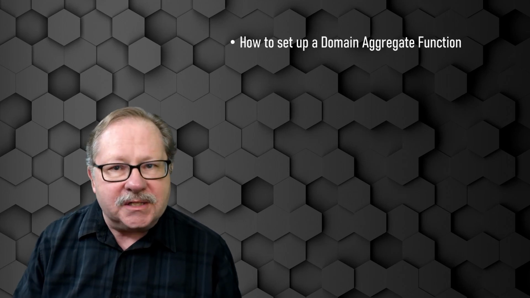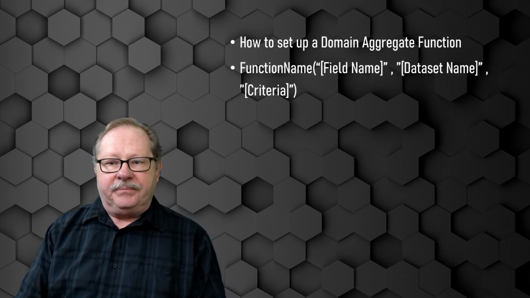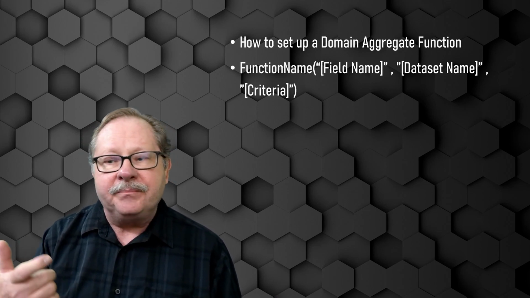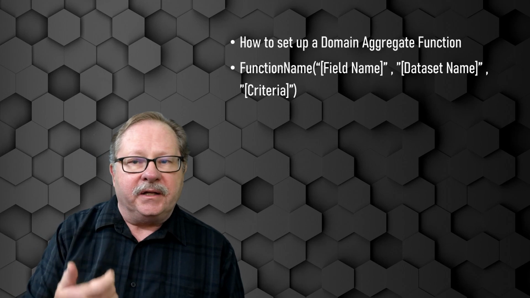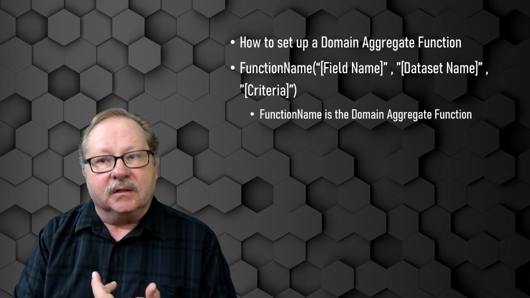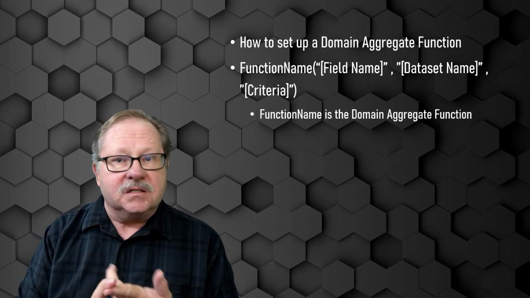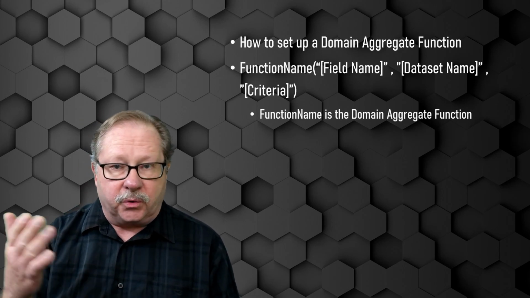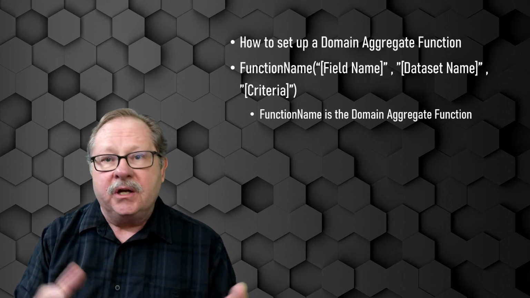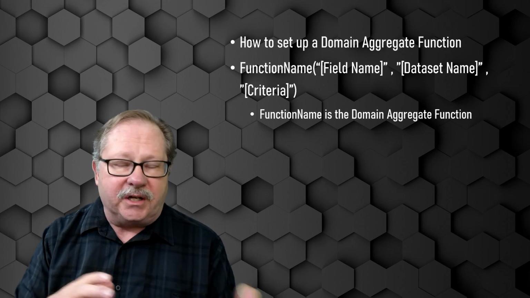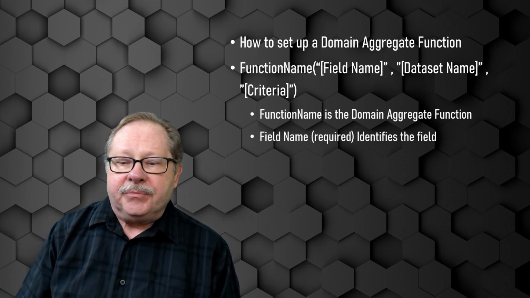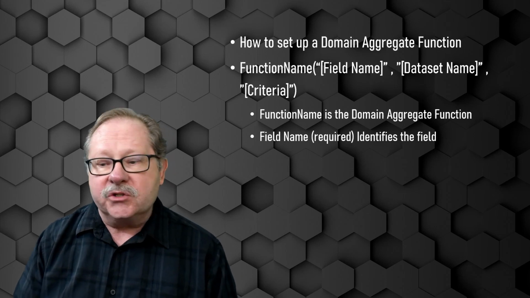So how do we set up a domain aggregate function? First off, you start with function name, then field name, then data set, and then criteria. The function name is going to be Dsum, the letter D, and then sum, just like in your aggregate queries, you can sum. There's DCount, there's DAverage, and there's several others, like standard deviation and so forth, that have a domain aggregate function as well. The field name is required.